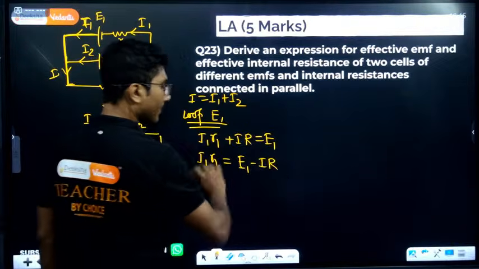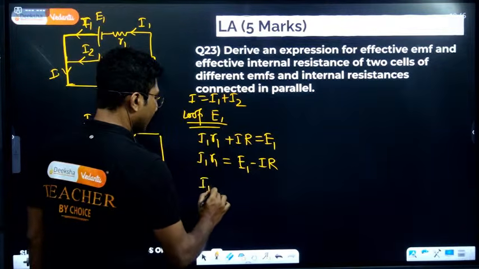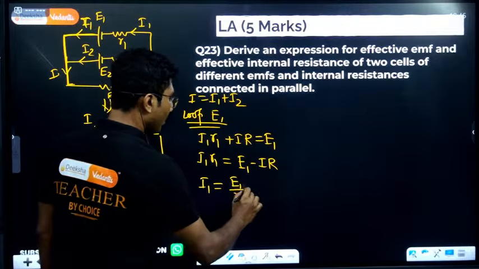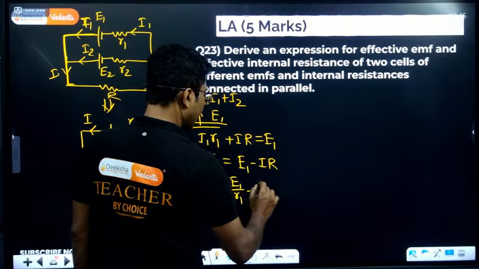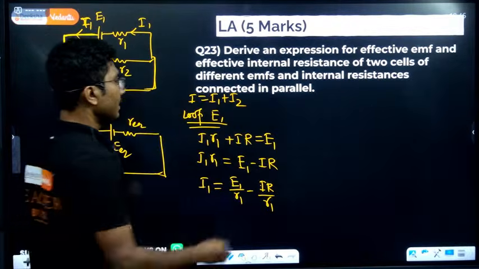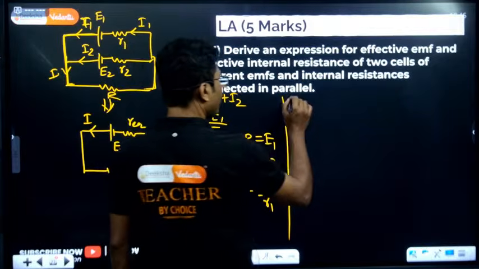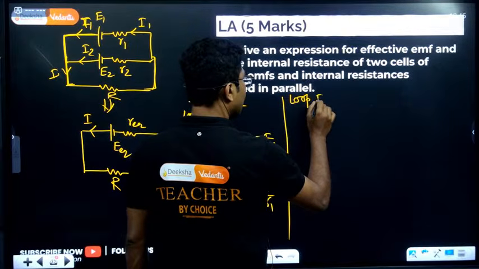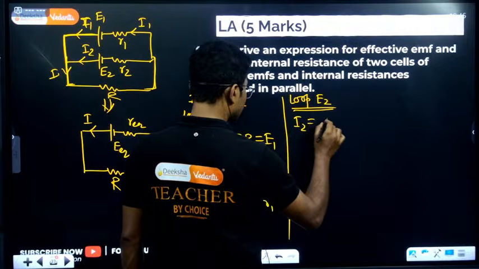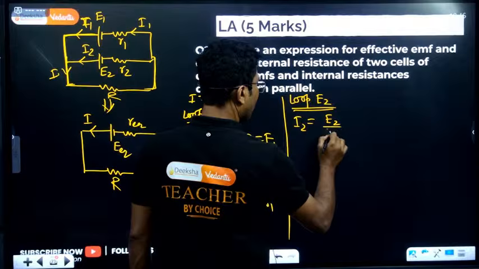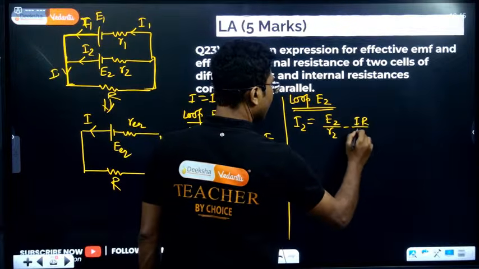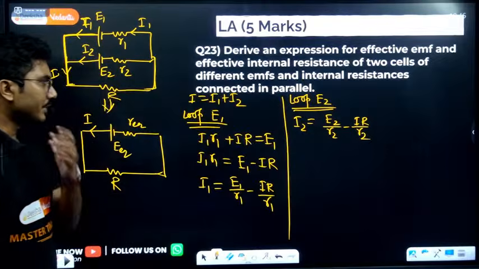So this is a slightly different step. Here our main target is to find I1. So that will be E1 by R1 minus IR by R1. Similarly, for the loop containing E2, we can write I2 equals E2 upon R2 minus IR upon R2. Okay, so this is the first step.